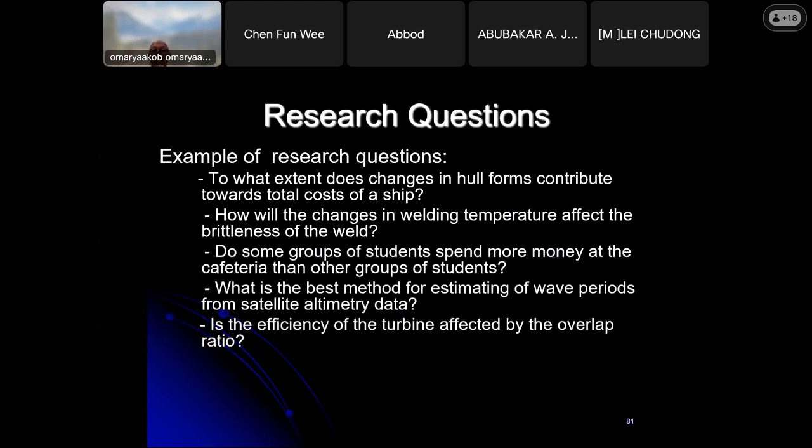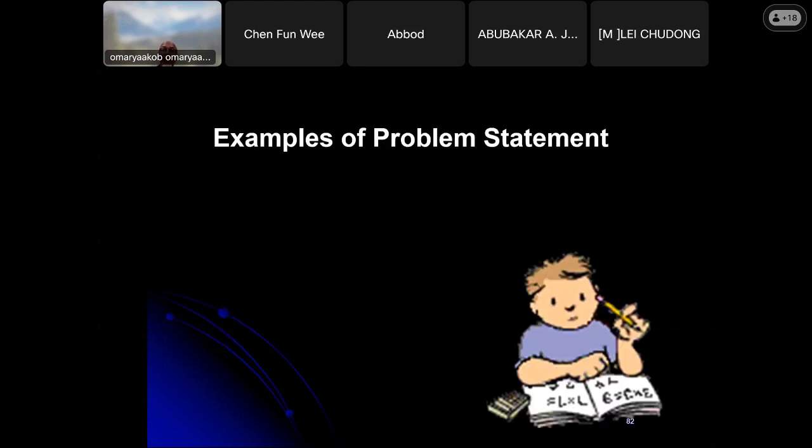How will changes in welding temperature affect the brittleness of the weld? Do some groups of students spend more money at the cafeteria than other groups of students? What is the best method for estimating wear period from satellite telemetry? Is the efficiency of the turbine affected by the overlap ratio? So these are the direct questions that we can find direct answers to. And to find direct answers, we have the objectives.